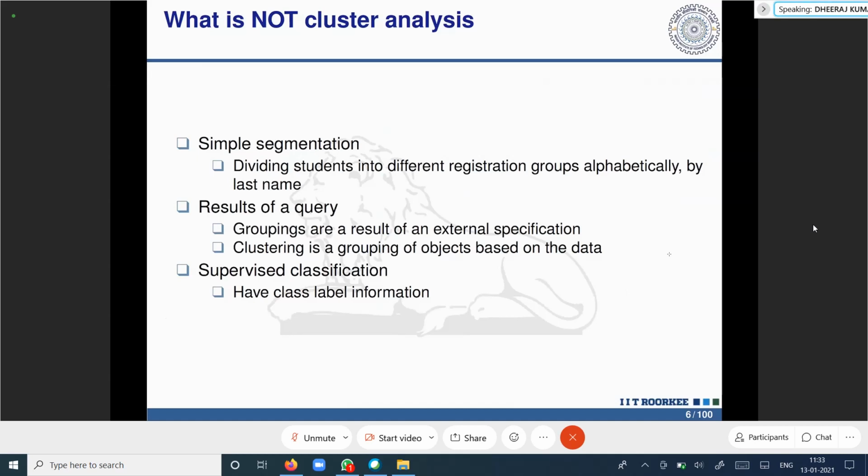Or results of a query. You have a database, and you find points whose x-axis value is between 0.25 and 0.75. It will return some points to you, but they are not clusters. Or supervised classification, where class label information is available. That comes in the category of classification, a machine learning task. Clustering is different from that because in clustering we do not have this class label information.